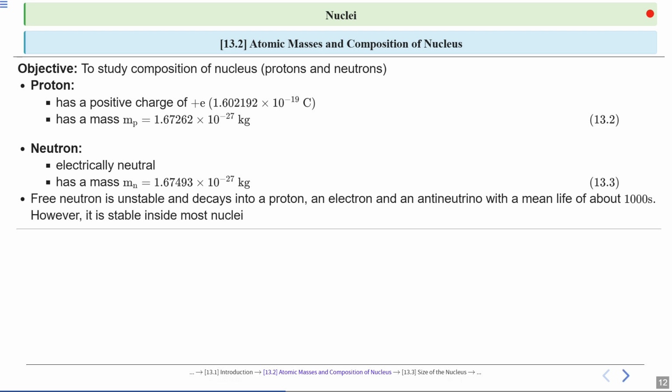One interesting fact about neutrons is that when they are free, meaning not inside a nucleus, they are unstable. A free neutron will decay into a proton, an electron and an antineutrino with an average lifetime of 1000 seconds, or roughly 17 minutes. However, inside most nuclei, neutrons are stable and help hold the nucleus together.